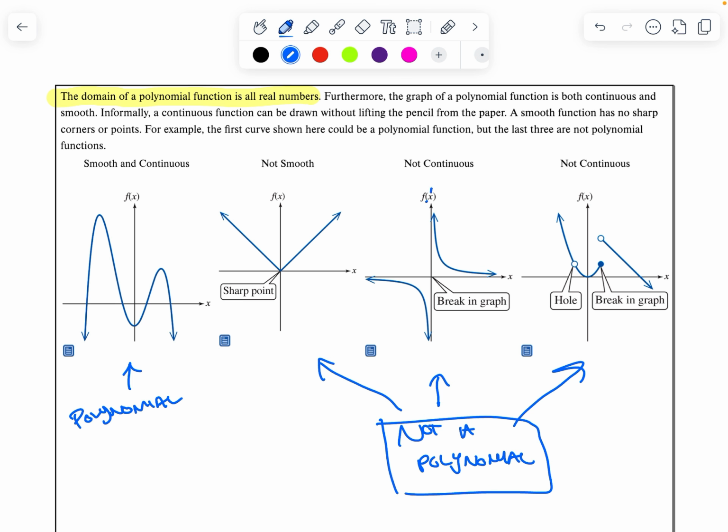So for example, this is not a polynomial because it has a break, right? This is not a polynomial because it has a break in that graph. They're also smooth, and so this is not a polynomial because it has a sharp point. Absolute value is not a polynomial because it has a sharp point. Just looking at this graph right here, this is a polynomial because it's both smooth and continuous. That's one way when you're looking at the graph to tell if something's probably a polynomial or not.